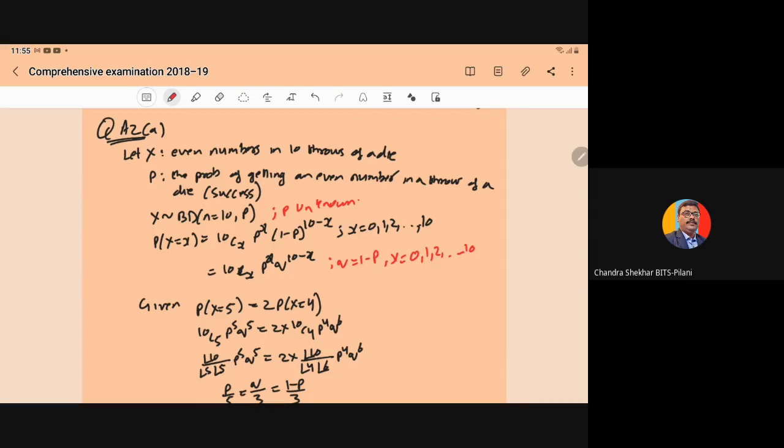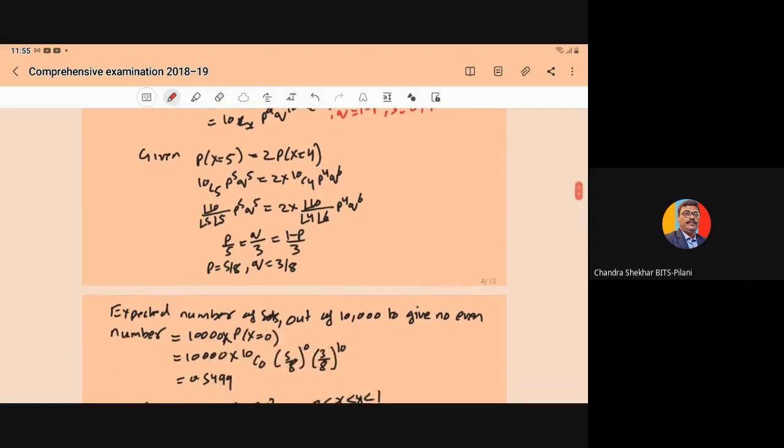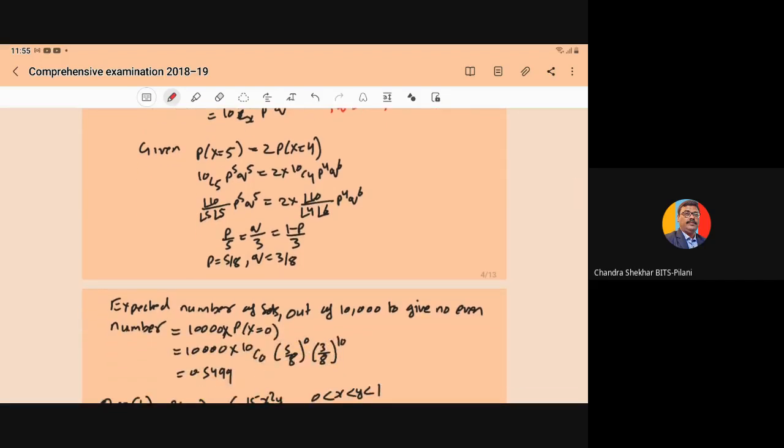Now according to the question, we have the following information: probability of X equal to 5 is twice the probability of X equal to 4. So probability of X equal to 5 can be written as 10C5 p to power 5 q to power 5, equal to 2 into probability of X equal to 4, which can be written as 10C4 p to power 4 q to power 6. Just solve it, and you will get p upon 5 is equal to q upon 3, and q can be written as 1 minus p. So it will become (1 − p) upon 3. This will give you p equal to 5 by 8 and q equal to 3 by 8, as the complementary probability.